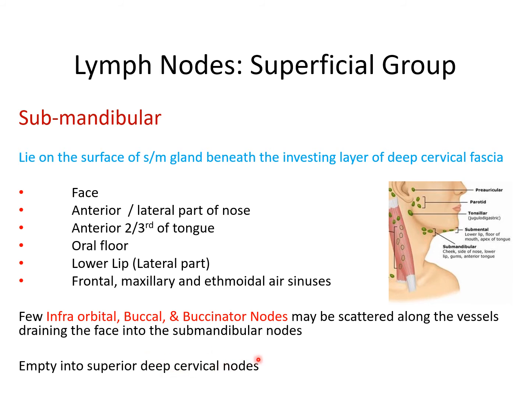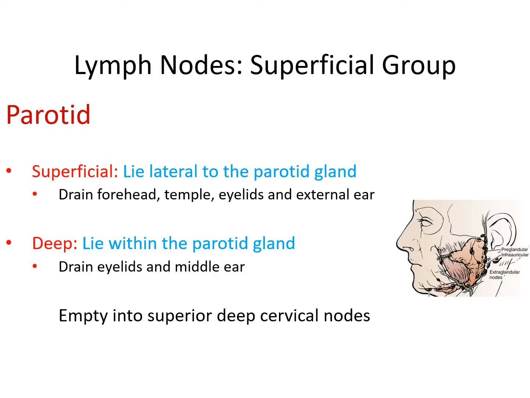And along with the submandibular lymph nodes, there are scattered lymph nodes in the buccal, buccinator and infraorbital regions, and these also drain into the submandibular group of lymph nodes. The submandibular group of lymph nodes ultimately empty into the superior deep cervical lymph nodes.